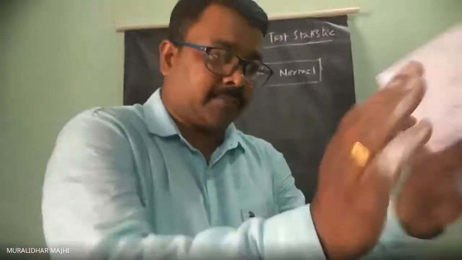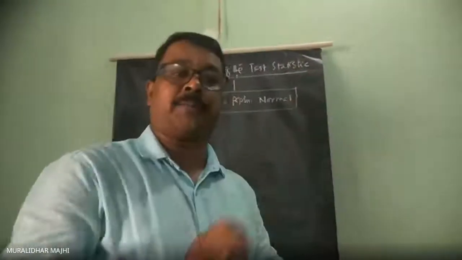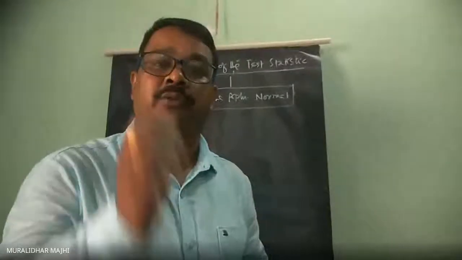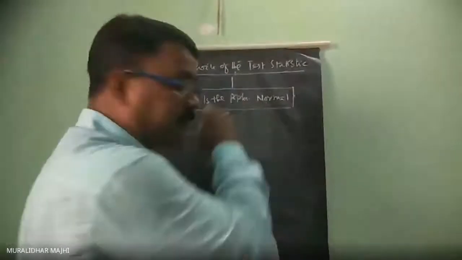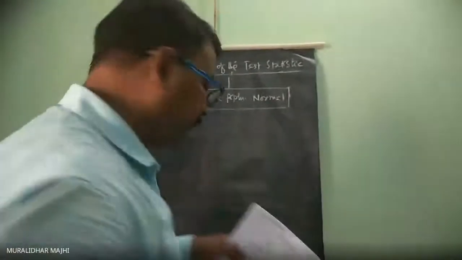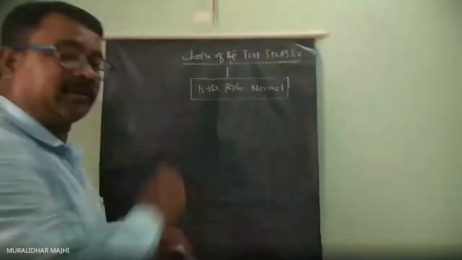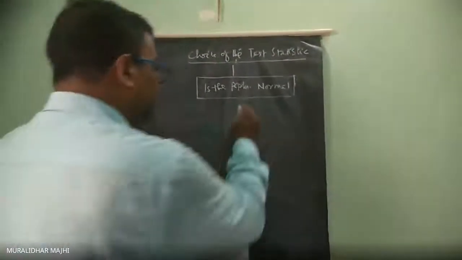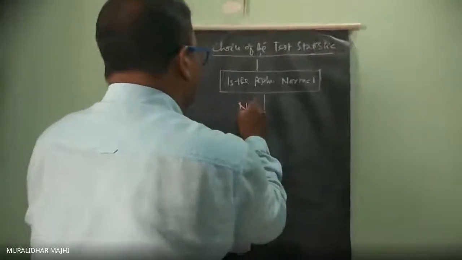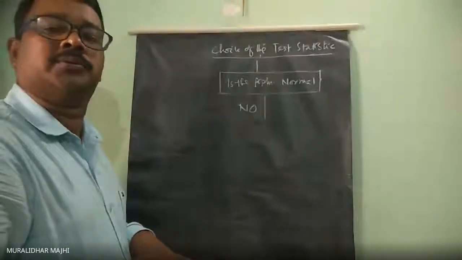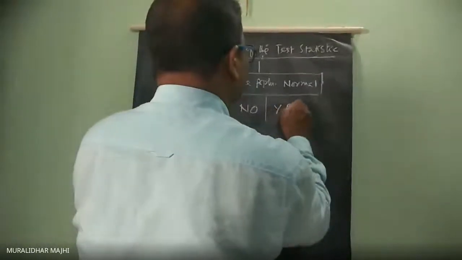Suppose you have seen a set of data. Which type of test will be used there? How to decide it? You can know this from this particular tree diagram. So be careful about this. Is the population normal? First question. Then, if it is no, what to do? And if it is yes, what to do?